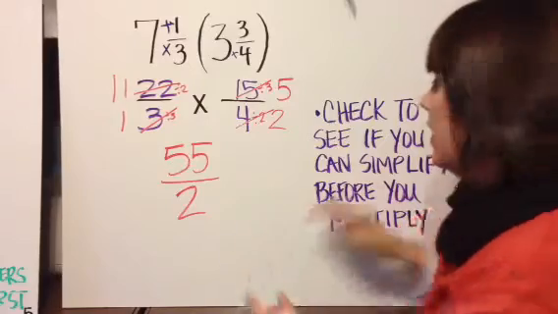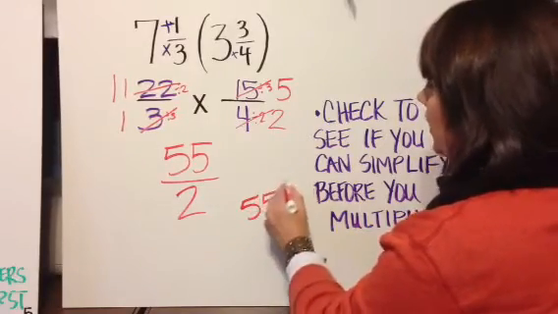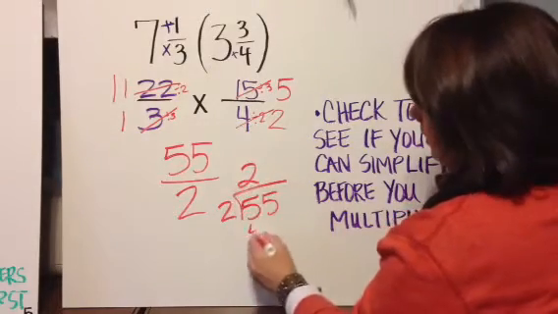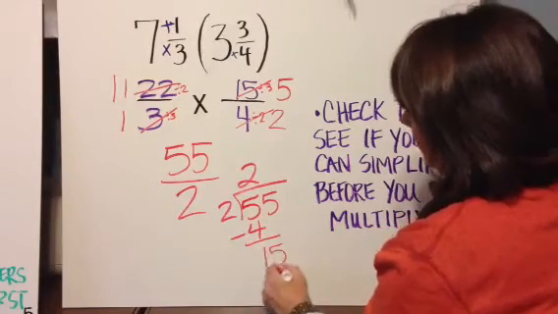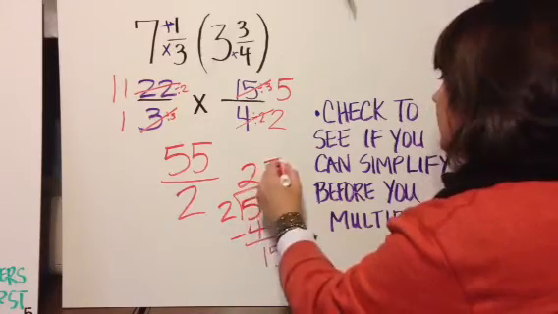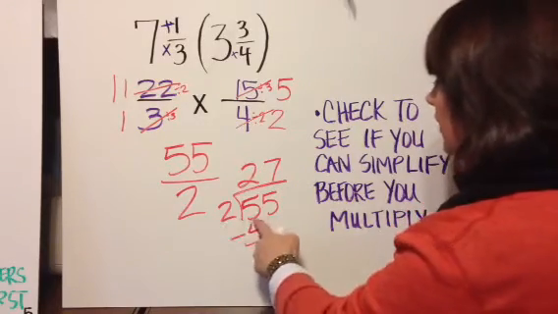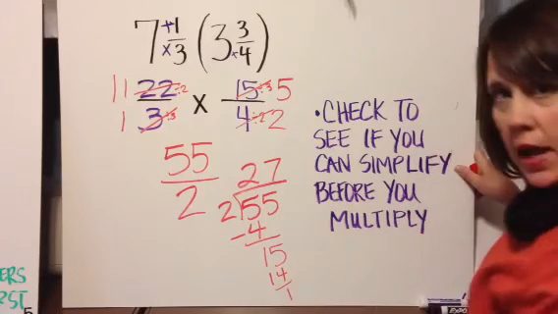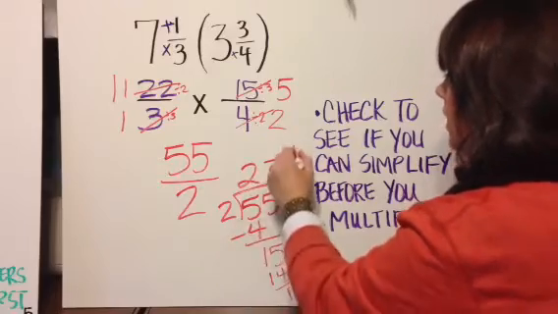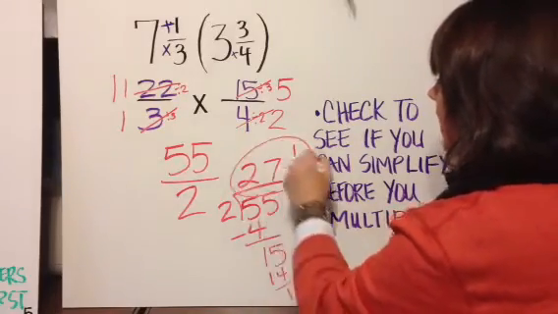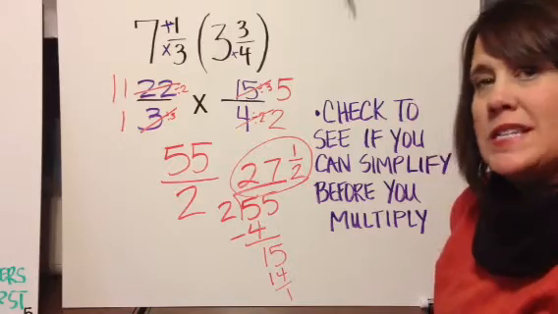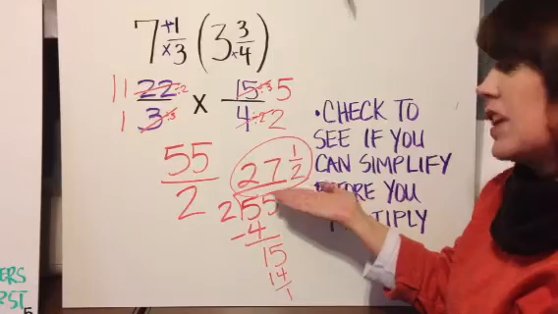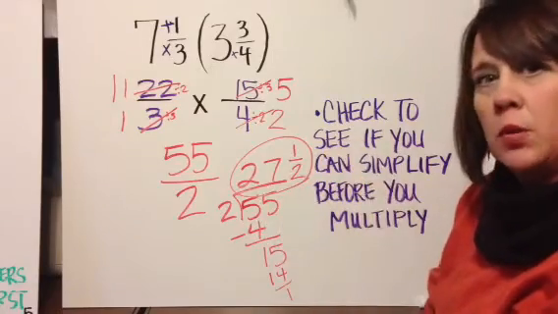So let's check. 55 divided by 2. 2 goes into 55 twice. And I continue my division process. 2 goes into 15 7 times. And so 2 goes into 55 27 whole times with 1 remaining out of 2. So my answer is 27 and a half. And when we estimated, we said our answer should be just about 28. 27 and a half tells us we're probably right on target.